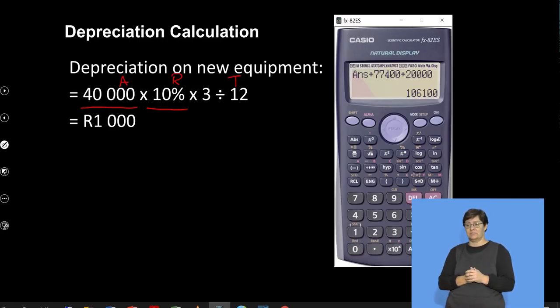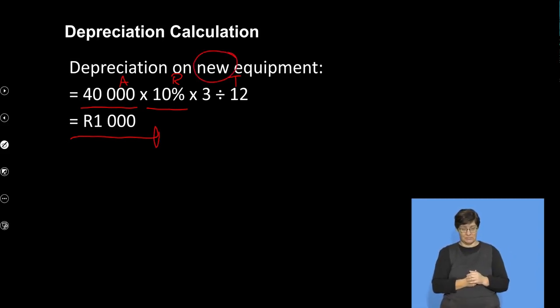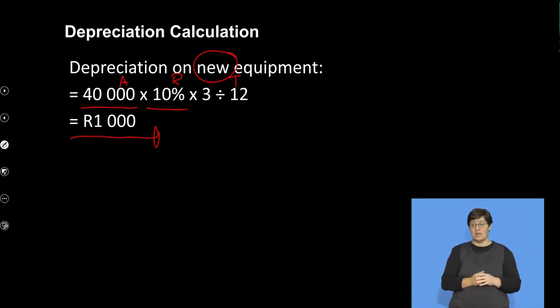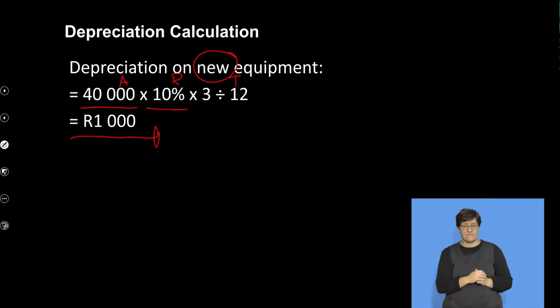Let's do that calculation here. Here we go. It's 40,000 times 10%, is equal to that, times 3 divided by 12, and this will give you a figure of 1,000 Rand. So there's your 1,000 Rand. It's your depreciation on your new. Right. So in vehicles, you had one component which was your new. You also had old equipment, right? So here we go. Let's find the old equipment.